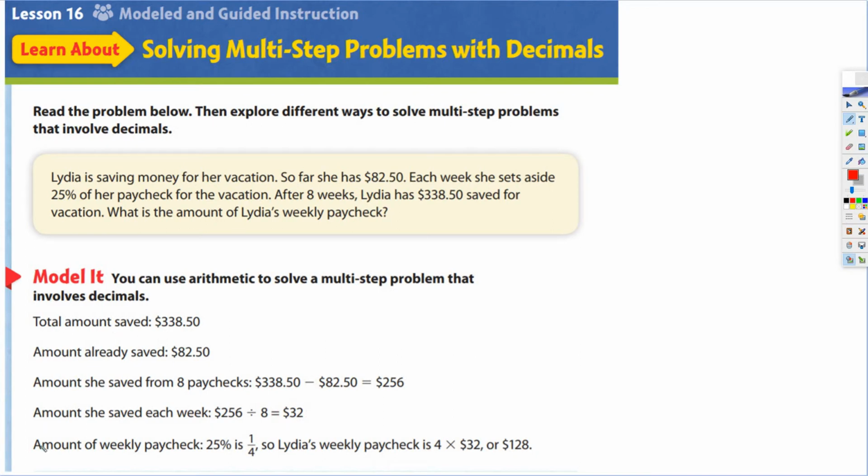Now think about that. It says, what is the amount of Lydia's weekly paycheck? Well, 25% is 1/4, right? 25% is 1/4. So Lydia's weekly paycheck is 4 times 32, or $128.